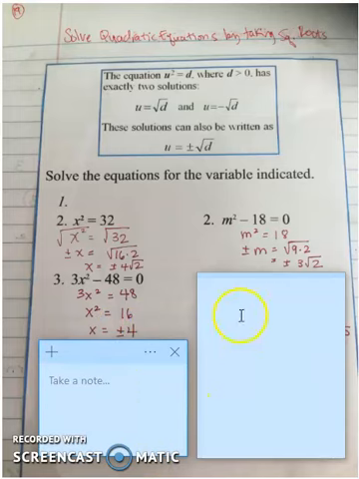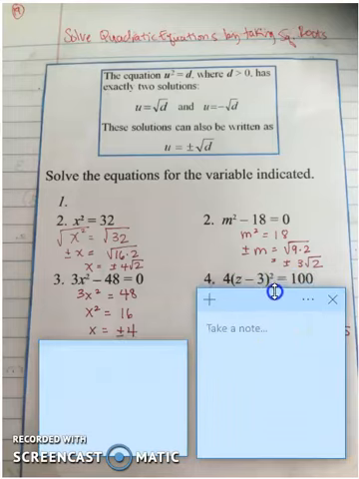Each of these you really should go back and check your answers by plugging these in. I should have said that from the very beginning. Anytime you are solving an equation of any sort, you always want to plug it back into the original and just make sure you've got it correct.